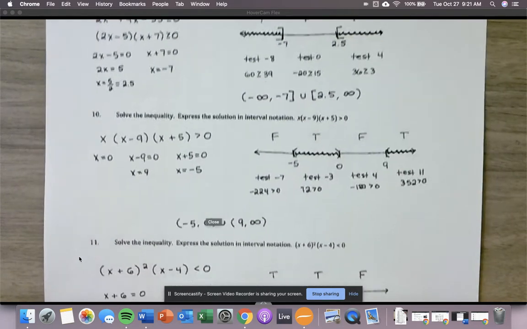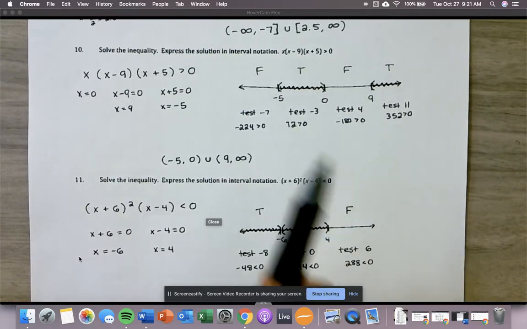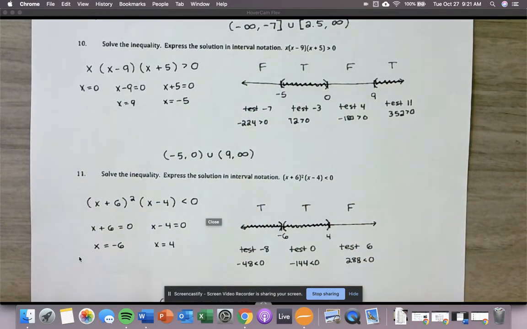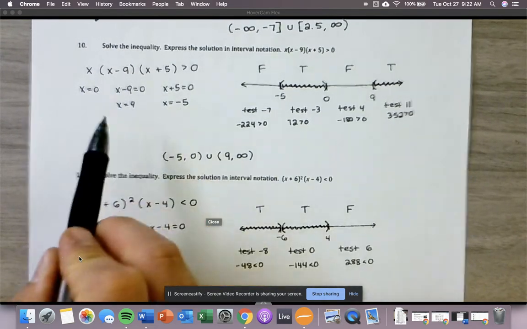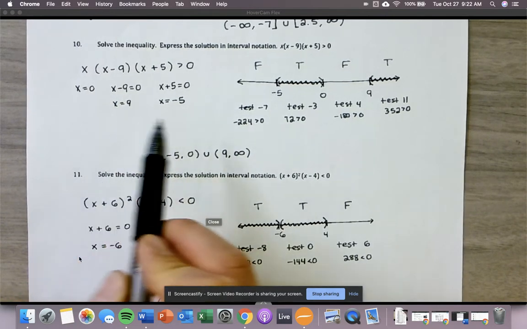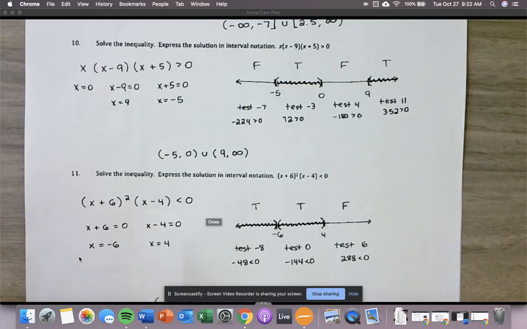All right, so let's keep going. Number 10, almost done here. We got 2 more. This one's nice because it gave it to us in factored form, and it's already solved for 0, right? So we get to skip a couple steps, and we just have to set the factors equal to 0. So for this one, we have x equals 0, we have x equals 9, and we have x equals negative 5. Then we just follow the same steps as before, right?